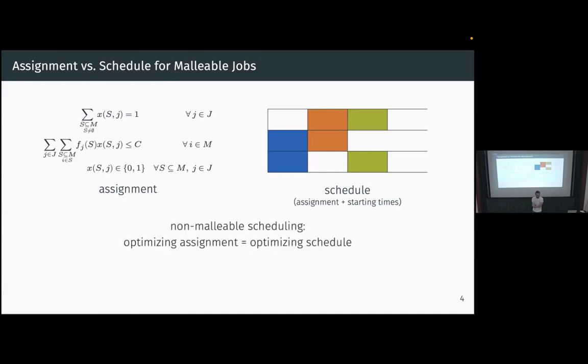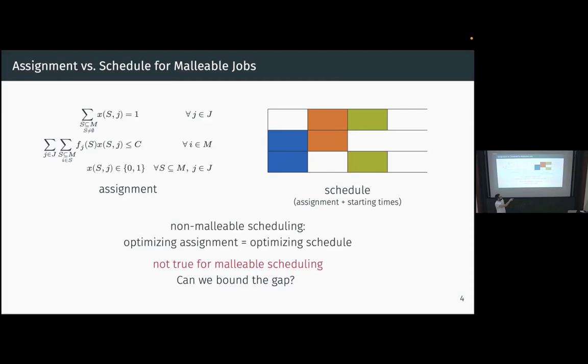In non-malleable scheduling, in the classic setting where every job goes on a single machine, if we have an assignment, we can just run the jobs on each machine in arbitrary order and we get a schedule. And that schedule will have the same makespan as the assignment. So the problems are equivalent. In malleable scheduling, that's no longer the case. You can see it here.